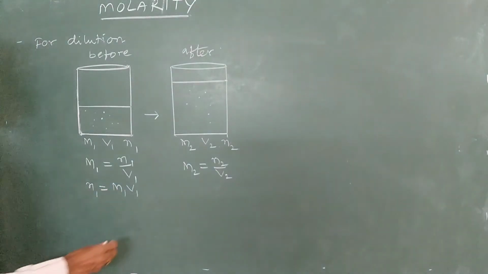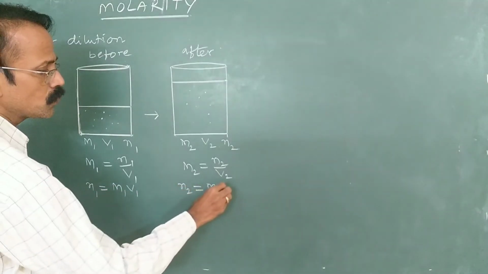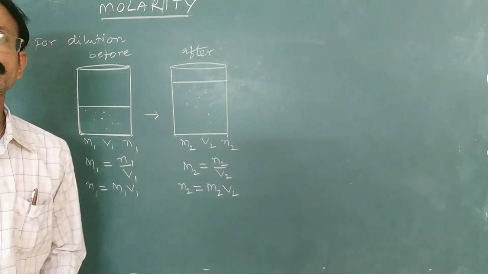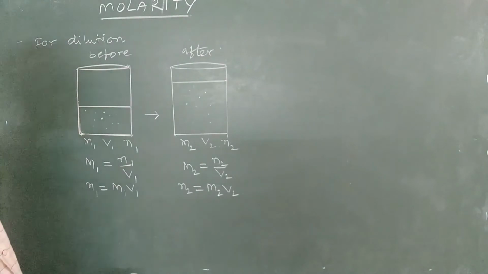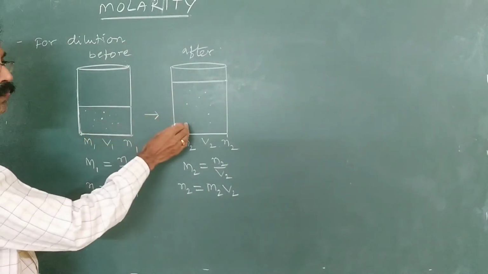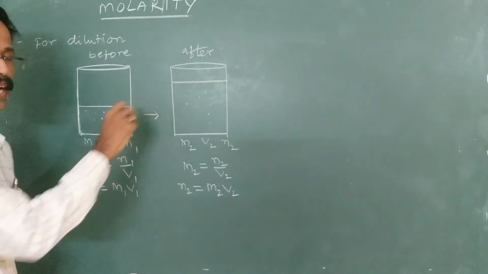Now, the number of moles of solute can be calculated by multiplying molarity with volume. N1 is equal to M1 V1. Similarly, N2 is equal to M2 V2. Okay, so what happens when the solution is diluted? When a solution is diluted, what happens? The volume of the solvent is increased. It is diluted by adding solvent.